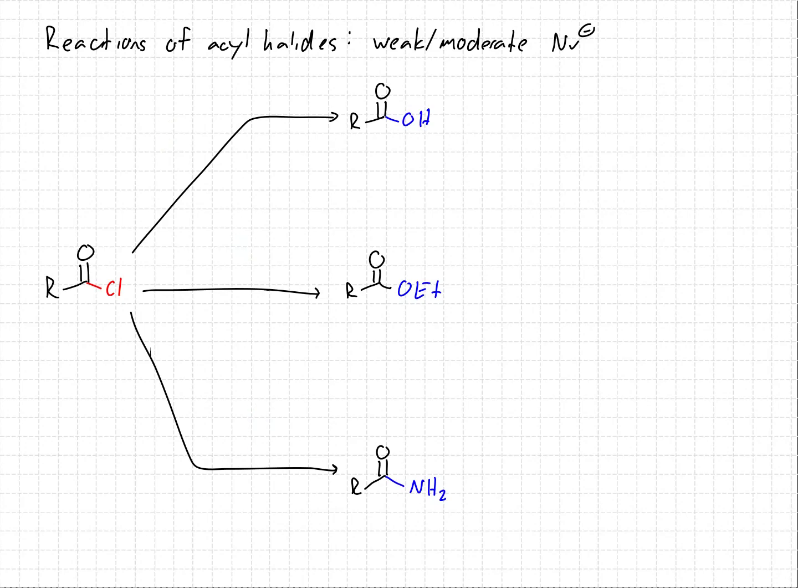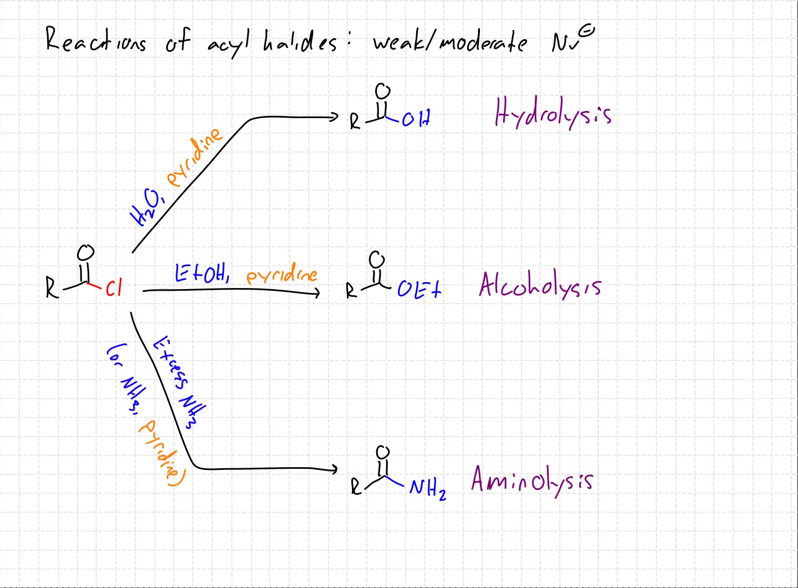So some of these we've seen before, but let's talk about them anyway. If we wanted to convert an acyl chloride back into a carboxylic acid, we would add water combined with pyridine. This is known as hydrolysis. Again, the pyridine here serves to mop up any excess HCl that's formed during the reaction and prevent side reactions from happening. Analogously, if we treat an acyl halide with an alcohol in the presence of a base like pyridine, we will get an ester. This is called alcoholysis.